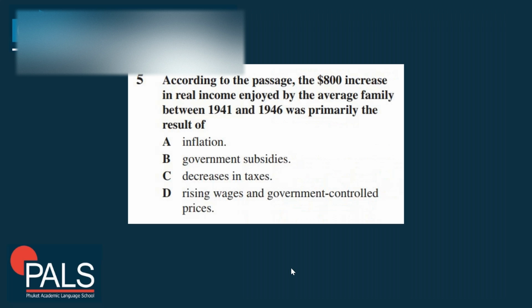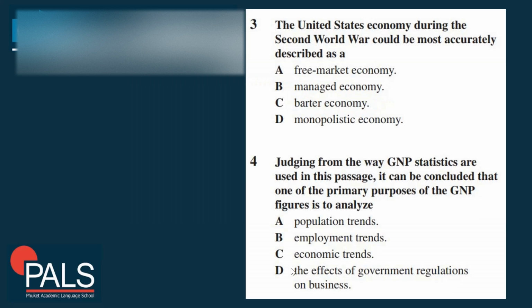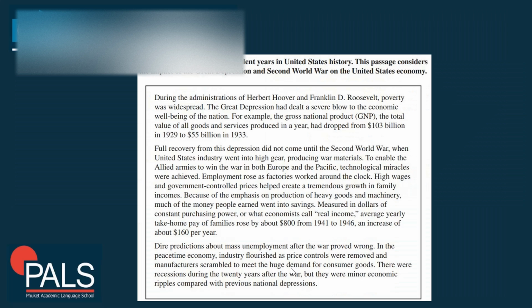The final question for the passage is number 5. According to the passage, the $800 increase in real income enjoyed by the average family between 1941 and 1946 was primarily the result of what? A. Inflation. B. Government subsidies. C. Decreases in taxes. D. Rising wages and government-controlled prices. Pause the video, have a look, see if you can find that $800 mentioned anywhere in the second paragraph.